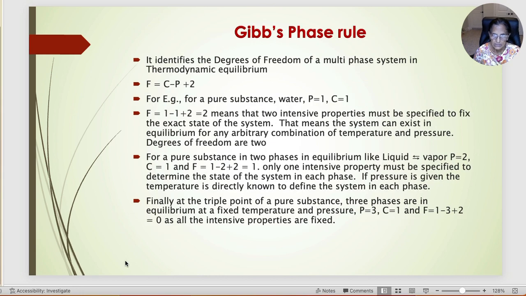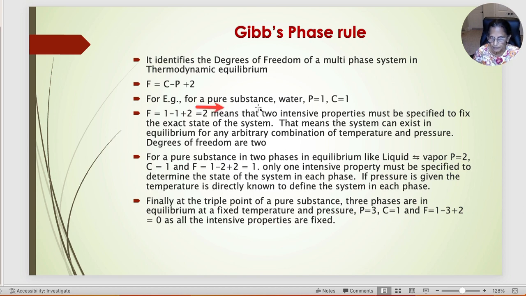Now, let's see what is Gibbs phase rule. It identifies the degrees of freedom of a multi-phase system in thermodynamic equilibrium. The rule is F is equal to C minus P plus 2. C is the number of components, P is the number of phases, and F is the degrees of freedom.